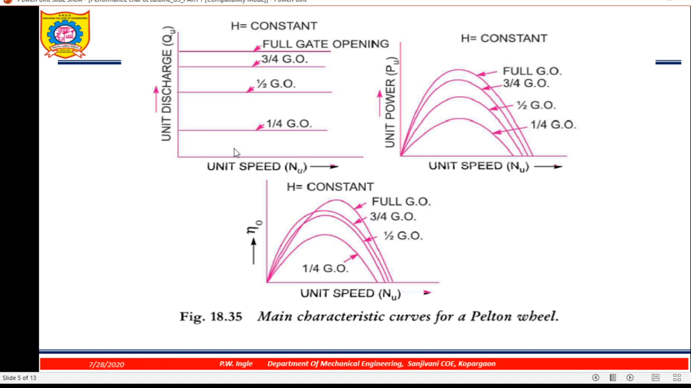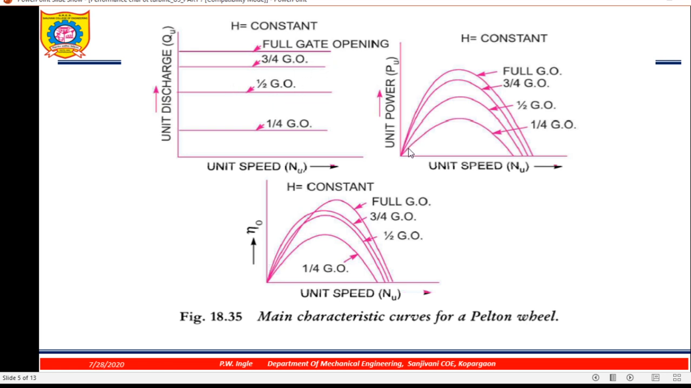Now the first graph: suppose you are allowing the water to flow through the turbine at 100%. So it is full gate opening, operated by the nozzle spear rod assembly. 3/4 means 75% gate opening, half means 50%, and 1/4 means 25%. Then you calculate the unit speed and unit discharge and plot the curves. So you are getting straight line curves.